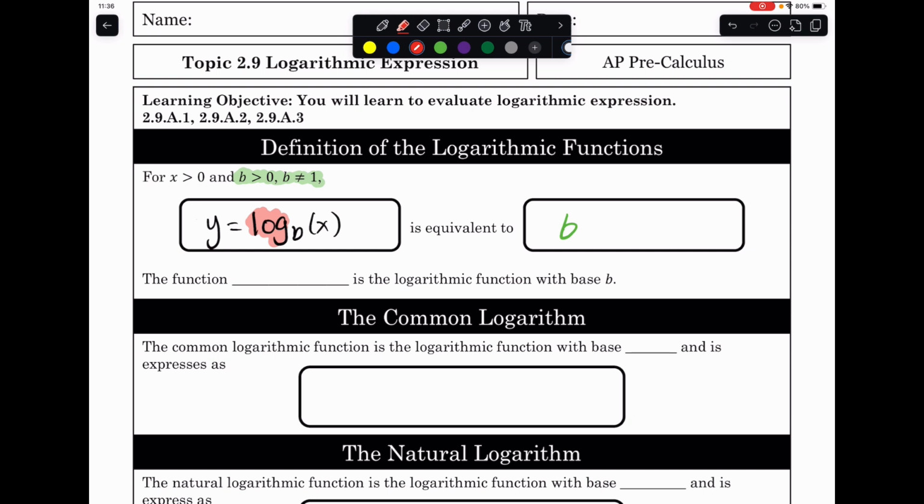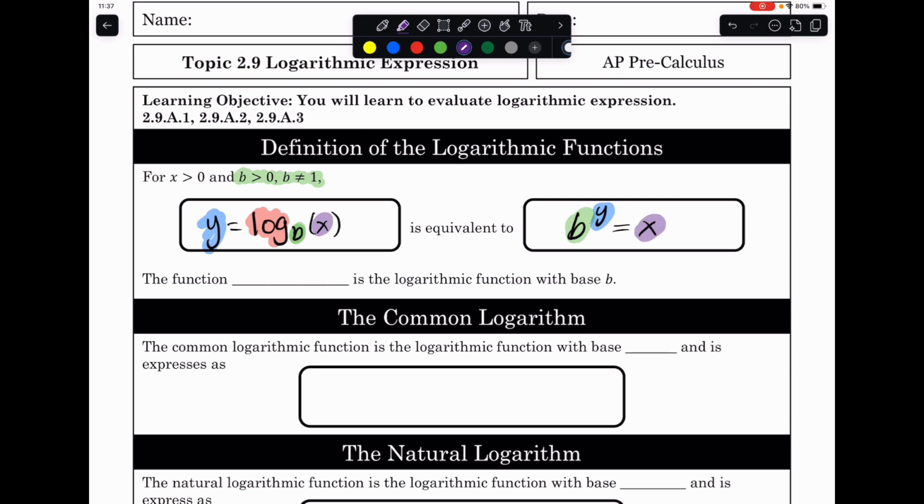So this base right here, I'm highlighting in green, raised to this power of y, that's going to equal x. So if I get this base b, raise it to the power of y, that's going to equal x. So let me highlight this. This base corresponds to that. This value of y corresponds to that one right there, and it's going to equal this input value that I'm highlighting in purple. Okay.